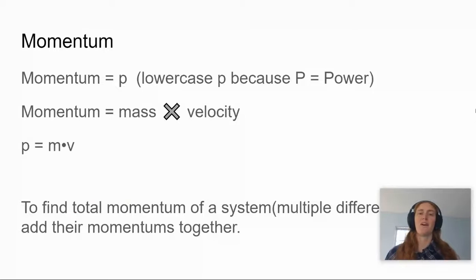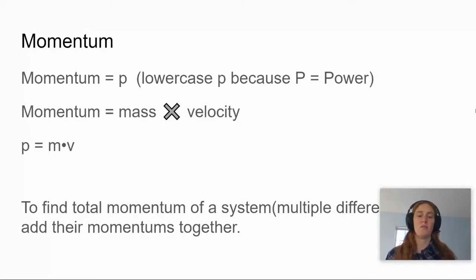So if you want to know how to calculate momentum, momentum is equal to mass times velocity. The letter for momentum is a lowercase p. You can't use an uppercase P because uppercase P is going to be power. So you're going to want to get in the habit of using a lowercase p for momentum.